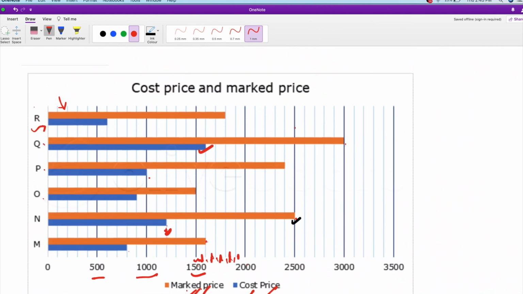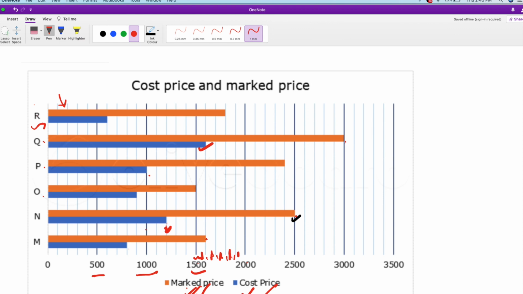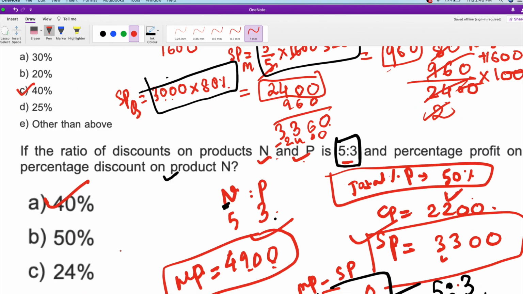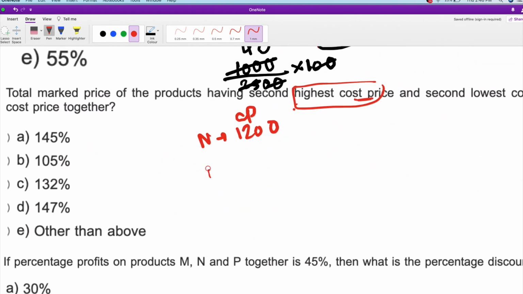And second lowest, let's find out the lowest and then the second lowest. The lowest is this one, and after that the second lowest is this one, that is M. So M is how much? Cost price of M is 800.